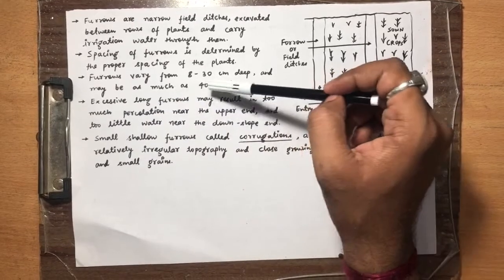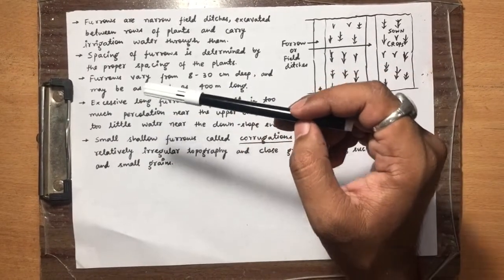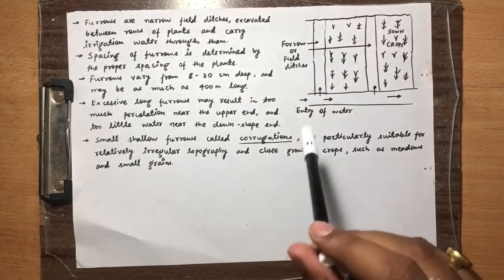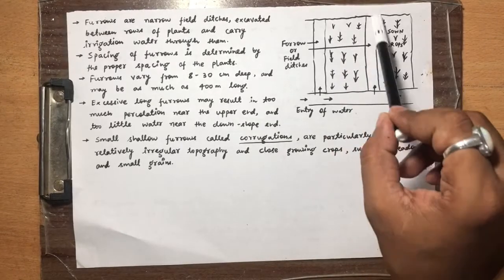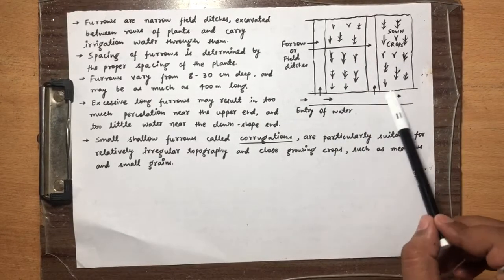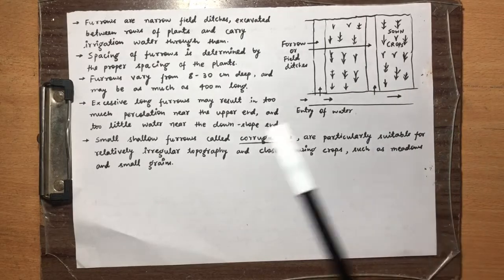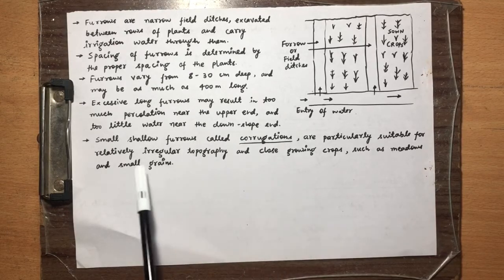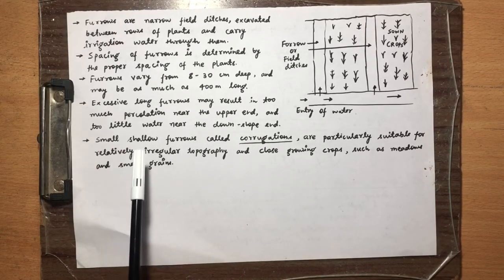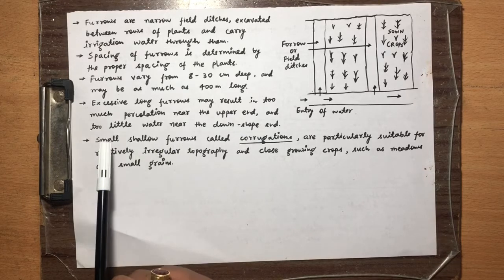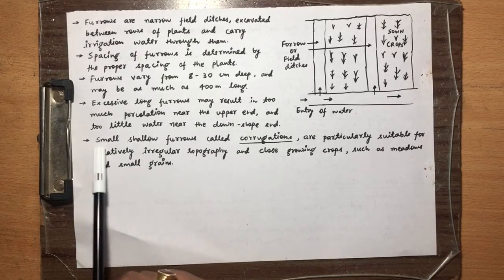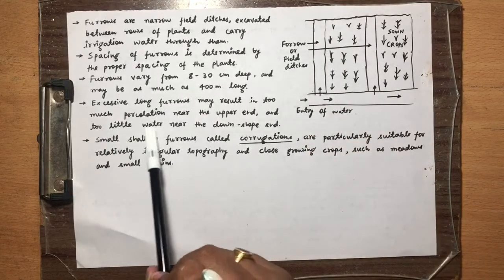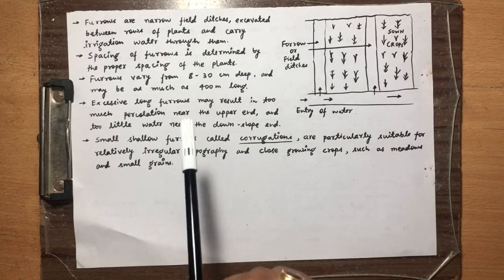Excessively long furrows may result in too much percolation near the upper end. So if we make them too long, at the upper edges water will get more percolated, and too little water reaches the downslope end. Okay, so the last point is small shallow furrows. Small means the length is small, shallow means the depth is very less.